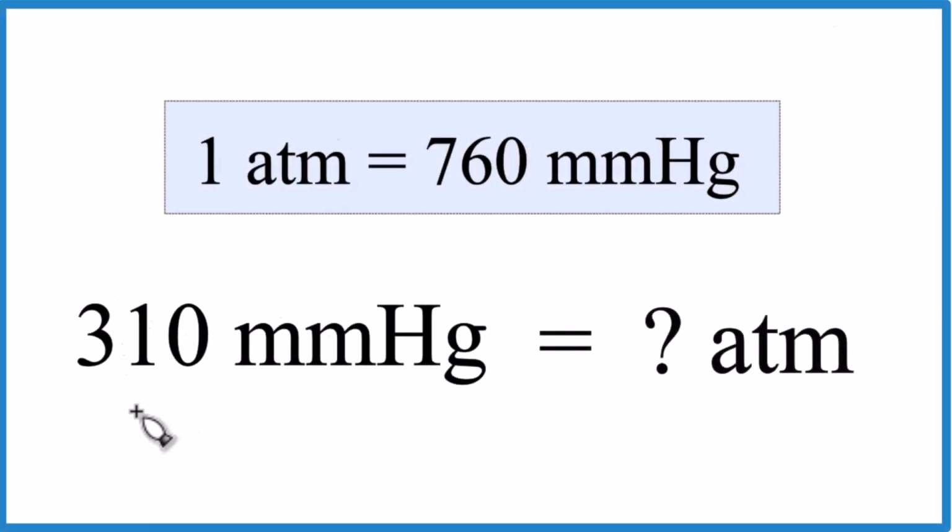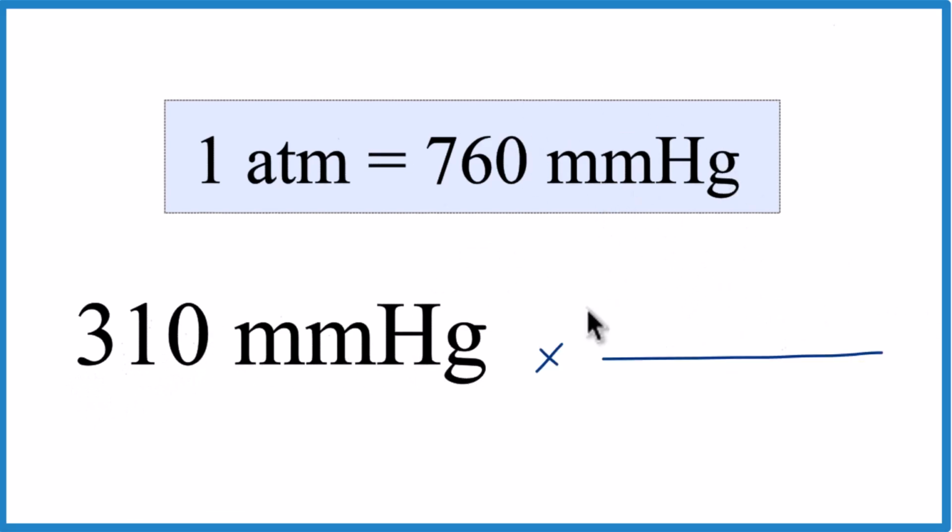Here's how you convert 310 millimeters of mercury to atmospheres. So you need a conversion factor, and our conversion factor is that 1 atmosphere equals 760 millimeters of mercury. So we're going to multiply our 310 millimeters of mercury by the conversion factor here. So we want to cancel out millimeters of mercury so we get atmospheres.